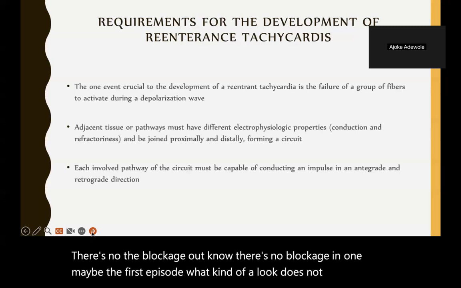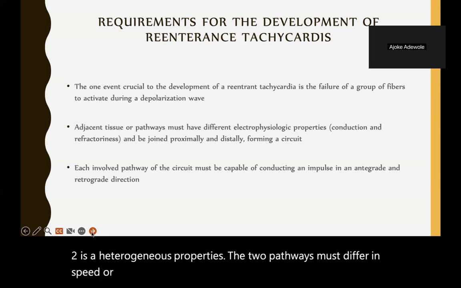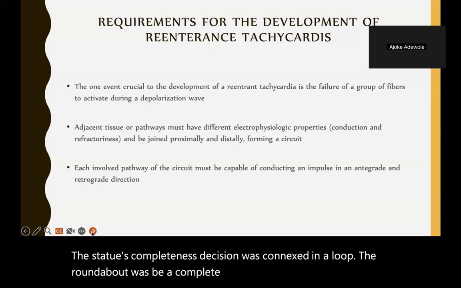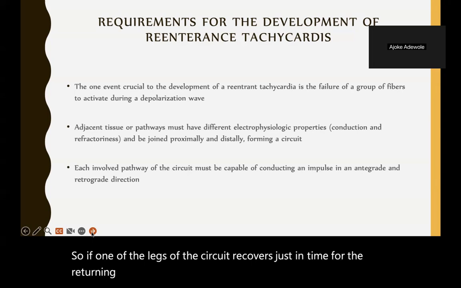Two is heterogeneous properties. The two pathways must differ in speed or refractoriness. Three is circuit completeness: the tissue must connect in a loop. The roundabout must be a complete roundabout. So if one leg of the circuit recovers just in time for the returning impulse, the circus continues.